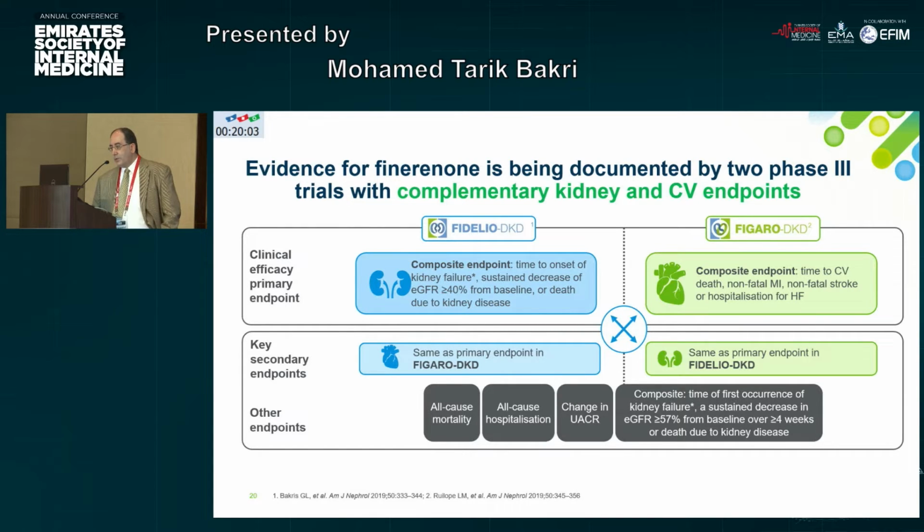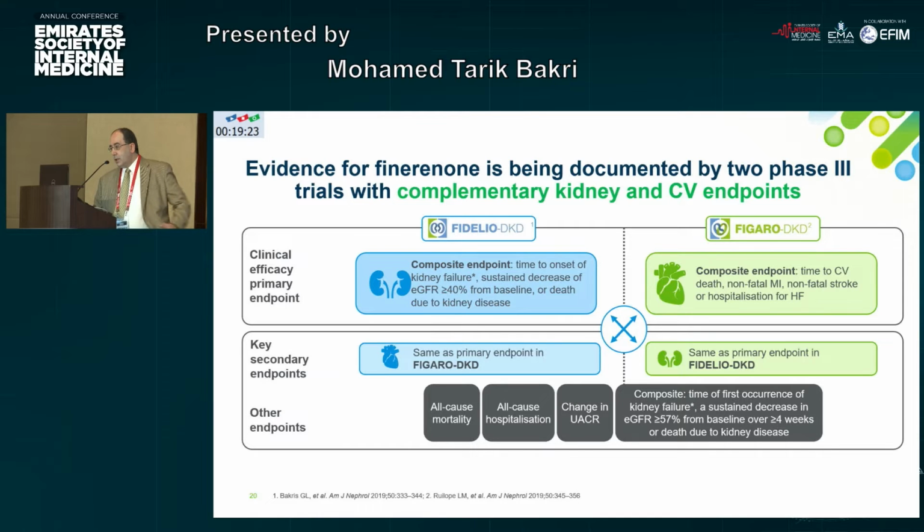So we have two complementary trials, one called Fidelio, in diabetic kidney disease, and the Figaro, which is also in diabetic kidney disease. You can see it's complementary in a way where with Fidelio, the primary endpoint was related to renal, and Figaro was cardiovascular protection, and the secondary the opposite way. And of course, there were also other endpoints like all-cause mortality, all-cause hospitalization, change in albuminuria, and other composites.